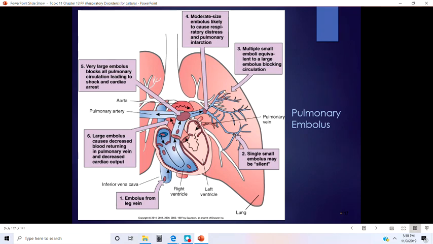Over here, they're showing you multiple emboli equivalent to a large embolus. So here we have like 3 or 4 smaller emboli, right? That would be kind of mimicking a larger embolism. Over here is a moderate size embolism, likely to cause respiratory distress and then even infarction to the tissue of the lung there. And then this would be a large one here, a very large embolus that blocks the pulmonary circulation, leading to shock and then cardiac arrest.